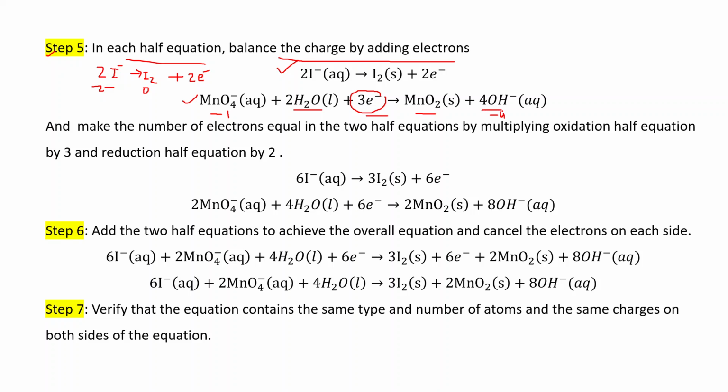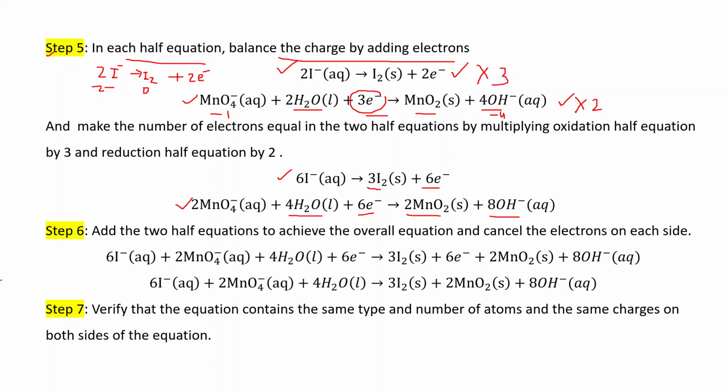But again, the number of electrons gained and lost should be equal. In the oxidation reaction, 2 electrons are lost, and in the reduction reaction, 3 electrons are gained. So to make them equal, what will we do? Oxidation reaction is multiplied by 3 and reduction equation is multiplied by 2. So we will get this reaction: 6I minus converting into 3I2 plus 6 electrons. This is our oxidation reaction after multiplying by 3. In the same way, reduction reaction is also multiplied by 2. So we will get 2MnO4 minus plus 4H2O plus 6 electrons converting into 2MnO2 plus 8OH minus ion.